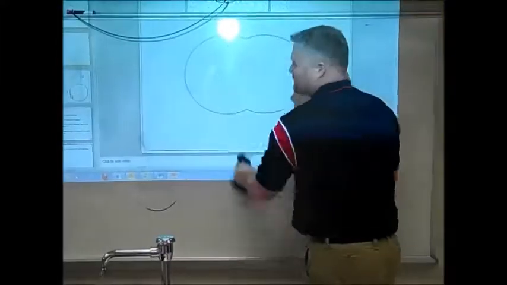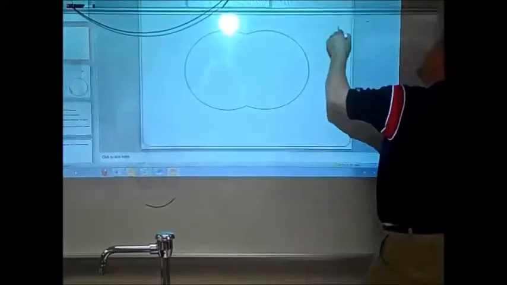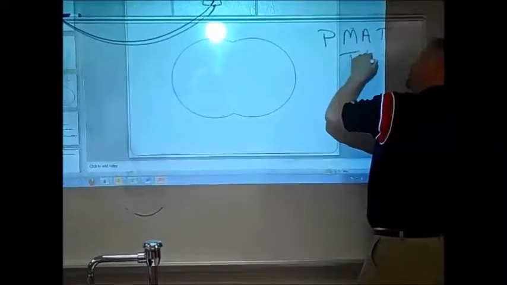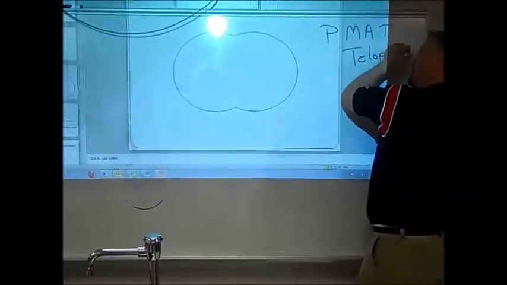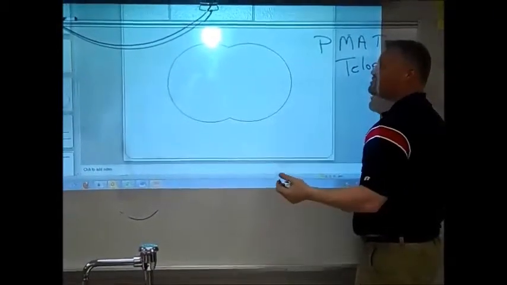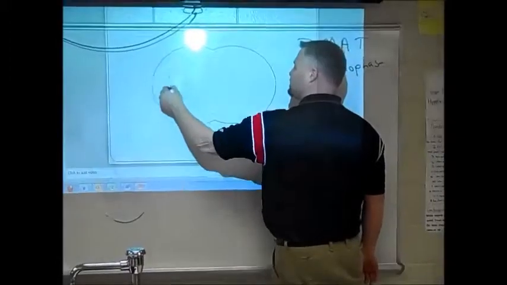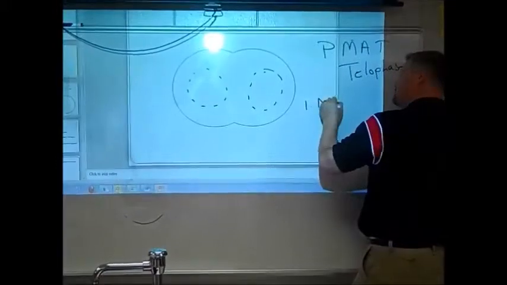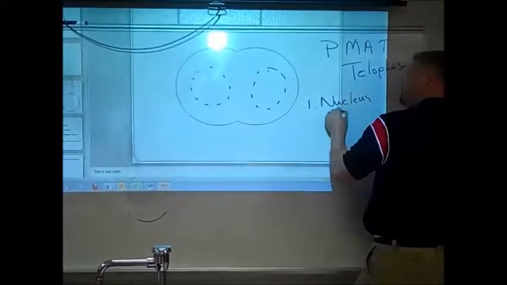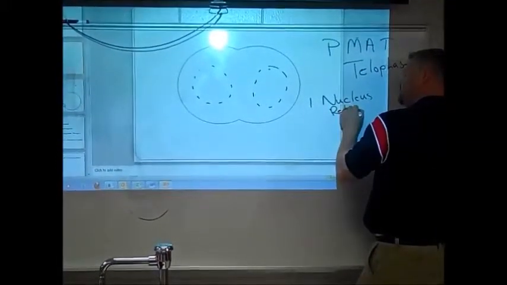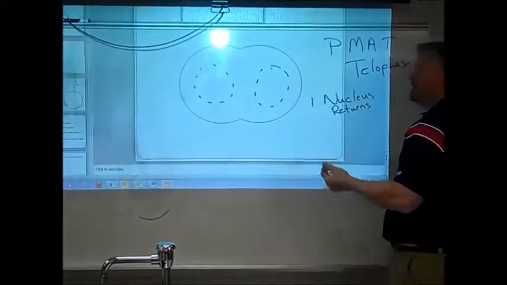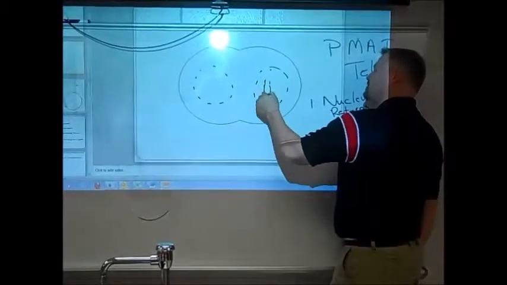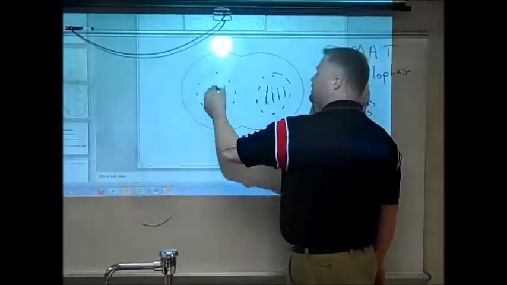Last phase is telophase. So we're at the end of PMAT. There's more to know in this particular phase. And so the first thing, number one highlight, is the nucleus is going to return. You'll probably say in your book the nuclear membrane, kind of the same thing. Your chromatids now become your chromosomes, except they're going to be more relaxed.